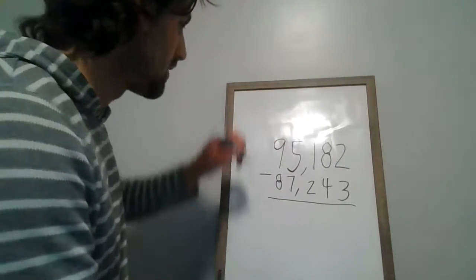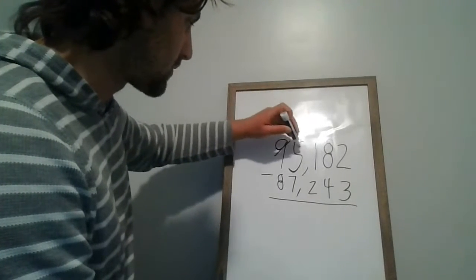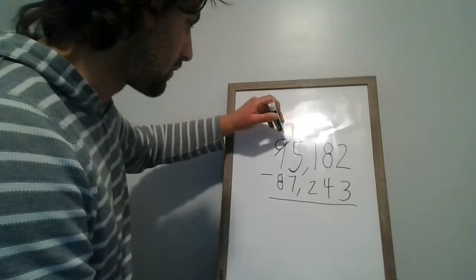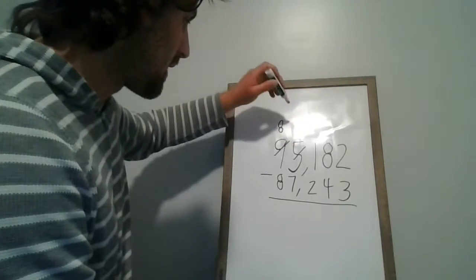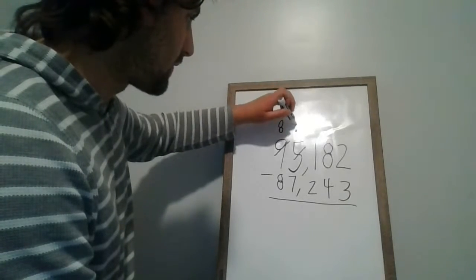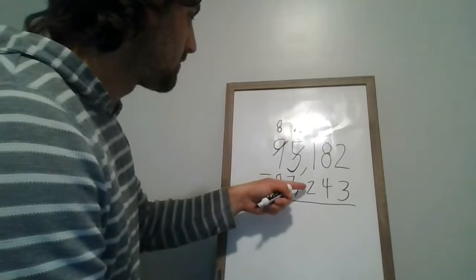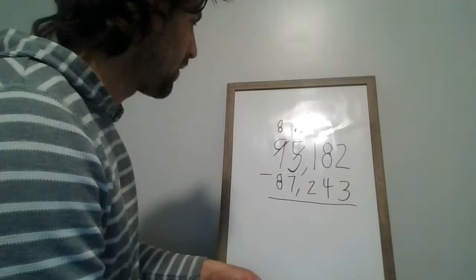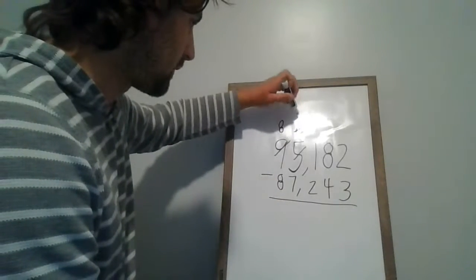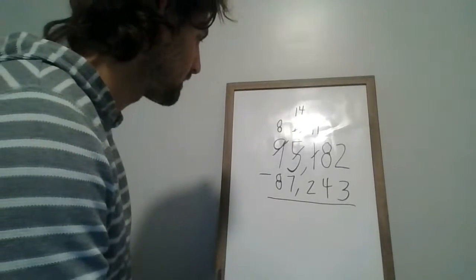That doesn't work. So the 9 is going to become an 8, and the 5 is going to become a 15. We're taking a 10 from the 10,000s place and adding it to the thousands place here. So 5 is a 15. 9 becomes an 8. 2 is bigger than 1, so we have to regroup again because now we're going to take a 10 from the thousands place. So 15 is going to go down to 14. The 1 is going to become an 11.